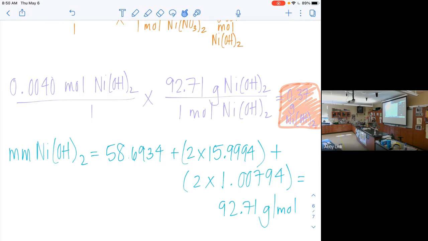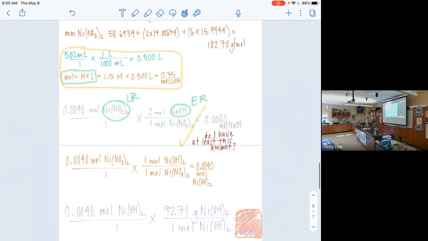Not too bad, right? The new stuff is pretty straightforward, right? You use the formula, you plug in molarity, you plug in liters, and then boom, you're done. Not that bad. All right, guys, any questions or concerns here?